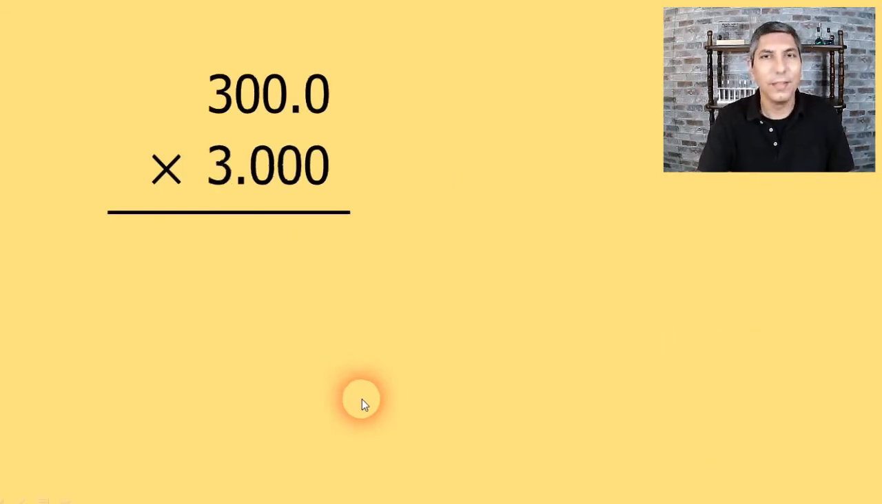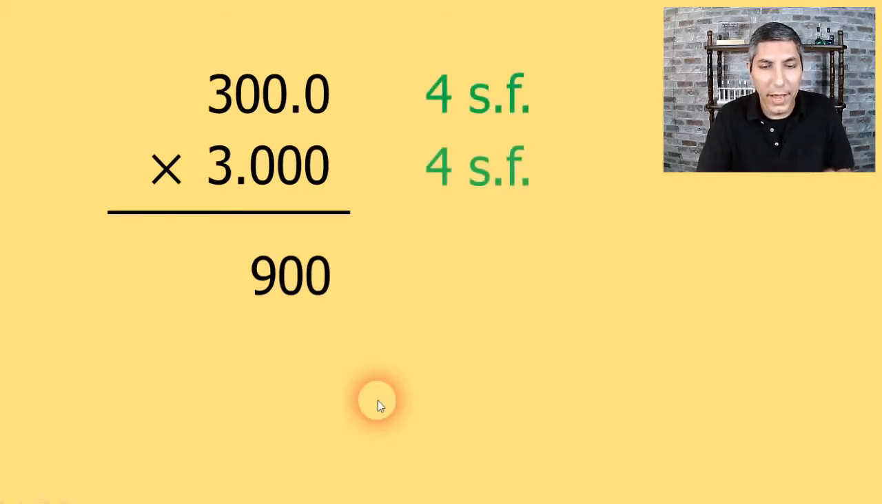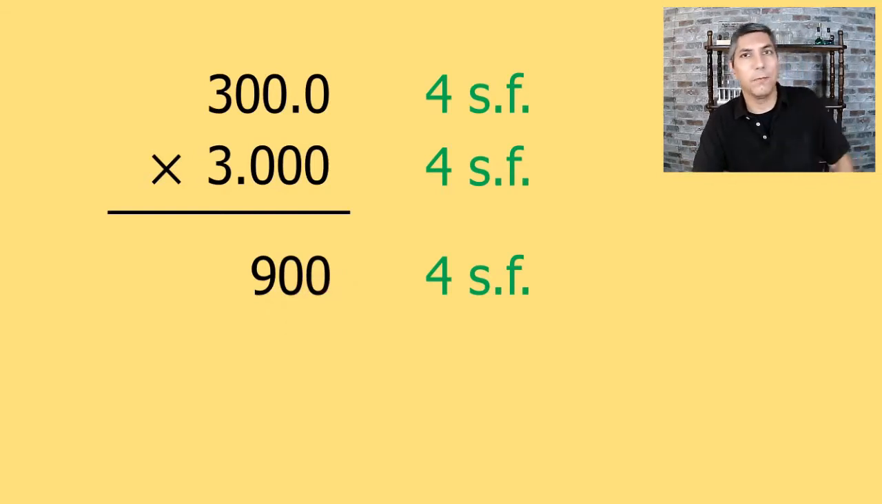Let's take a look at this next question. 300.0 times 3.000. On your calculator, or maybe even in your head, you know that the answer is 900. But as we look at these numbers, we notice that both of them have 4 significant figures. So guess what? That means our answer also has to have 4 significant figures. But as it stands, the number 900 doesn't have 4 significant figures. In fact, it only has 1.